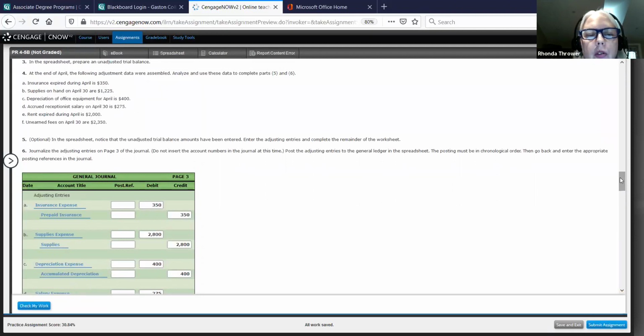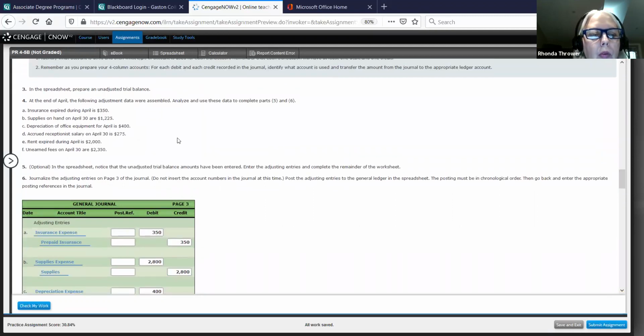Accrued salaries just means we need to record them in this period so that we can match our revenues with the expenses in this period. We're just not going to pay them till next period when it's payday.